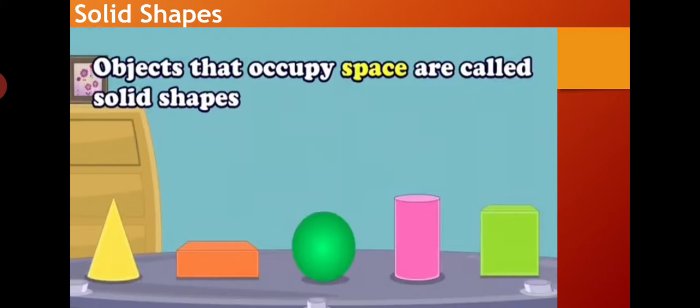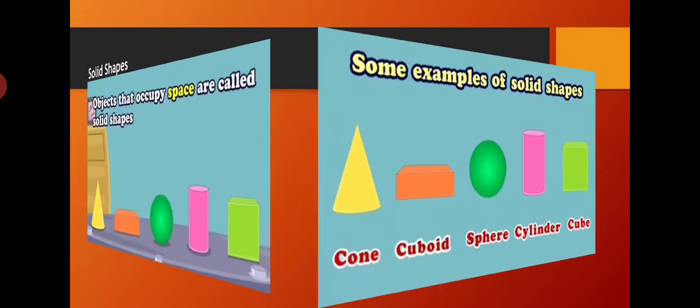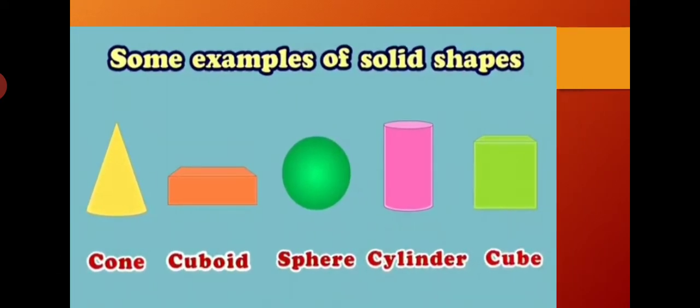5 common solid shapes you can see in this slide. You can see it very clearly. These shapes are occupying certain space. So the objects that occupy space are called solid shapes. Next, some examples of solid shapes. You know them: cone, second one cuboid, then third one sphere, fourth one cylinder, and last is cube.